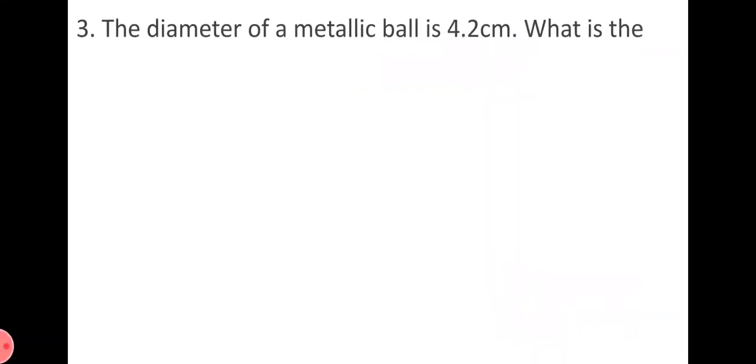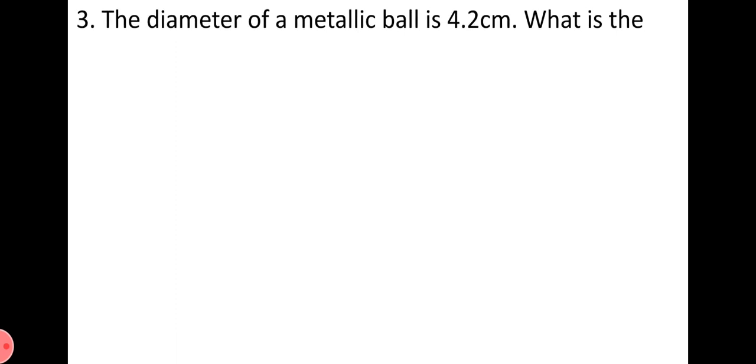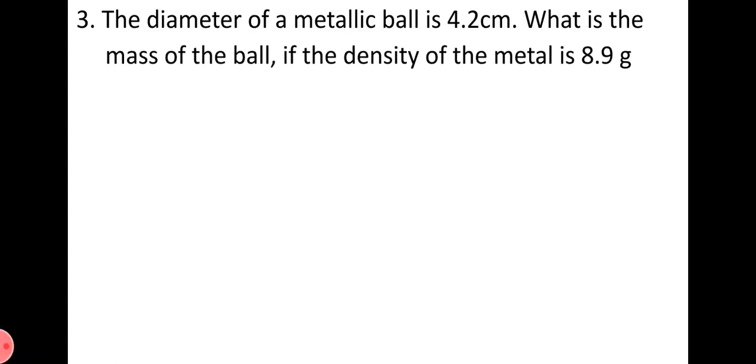Question number 3. The diameter of a metallic ball is 4.2 centimeter. What is the mass of the ball if the density of the metal is 8.9 gram per cubic centimeter? Now we know that a metallic ball is a solid sphere which is completely made up of metal, whose diameter is given as 4.2 centimeter.